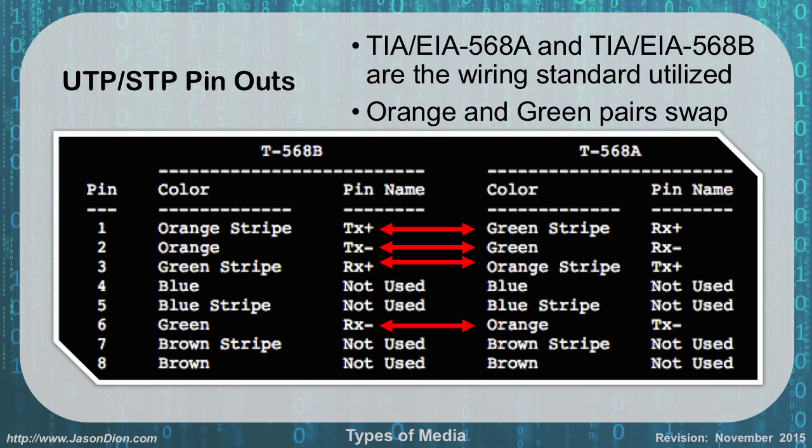And what I mean by that is if you start out and you go orange stripe, orange, green stripe, blue, blue stripe, green, brown stripe, brown, and I change my oranges for greens, my orange stripe becomes a green stripe. My orange becomes a green, right? And so if you do that, you'll have both standards memorized by doing one. If that doesn't make sense, memorize both of them. But that's what we're talking about. Because the orange and green is your transmits and receives.